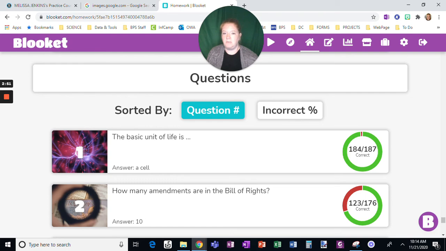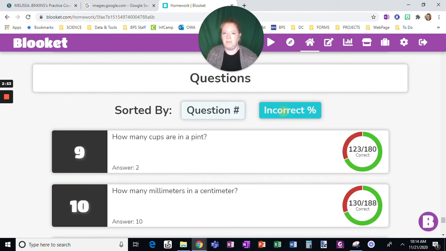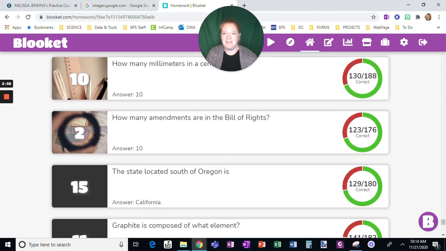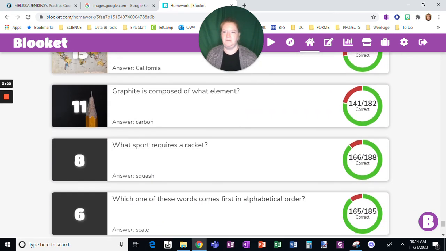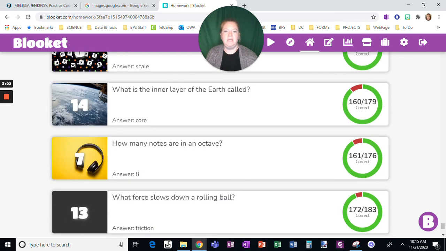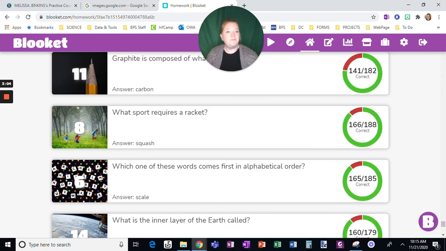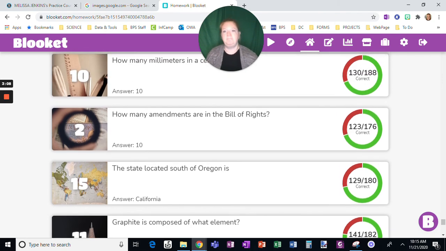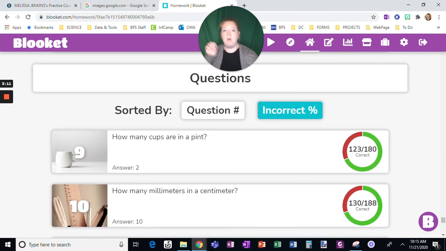So again, I can sort by question number or I can sort by incorrect percentage. So these are the things that teachers who are using it got wrong the most, okay? And it does provide useful data in terms of what you should review, what students had trouble grasping, all right? So this is from homework.